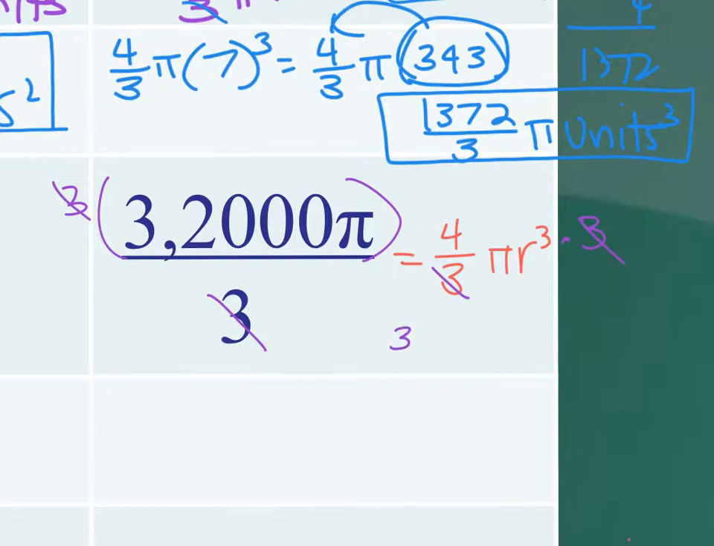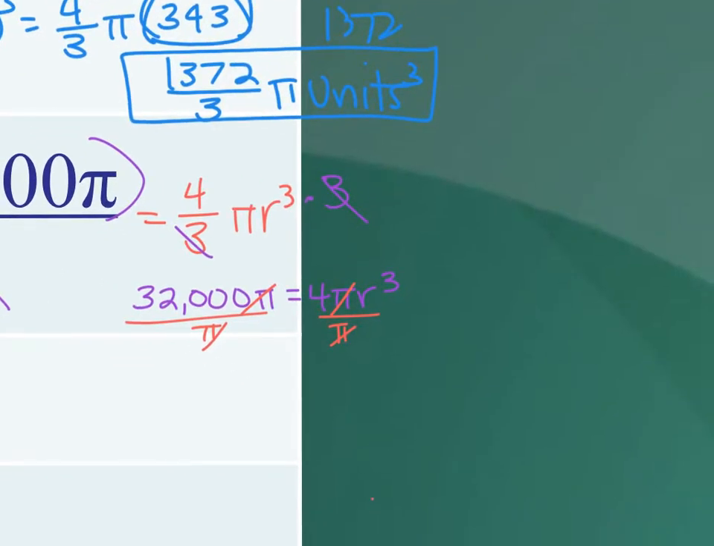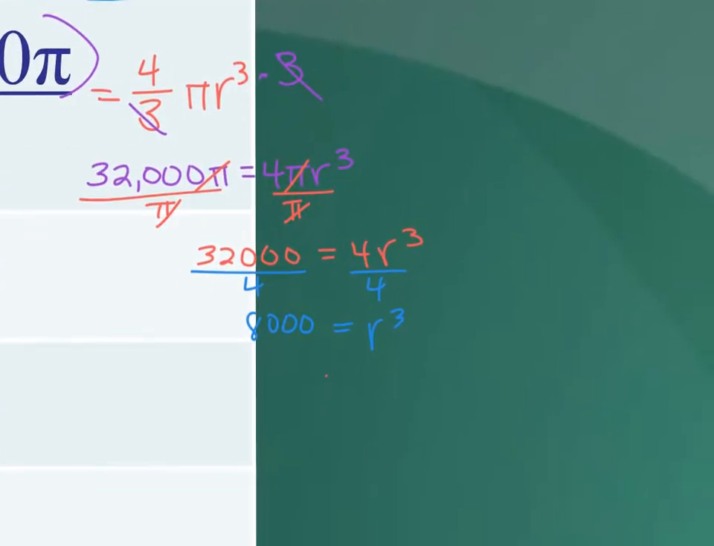So now I'd get 32,000 pi equals 4 pi r cubed. Now I could divide by pi and get rid of that. And then I've got 32,000 equals 4 r cubed. Now I've got to divide by 4. R cubed equals 8,000. And then I would cube root.